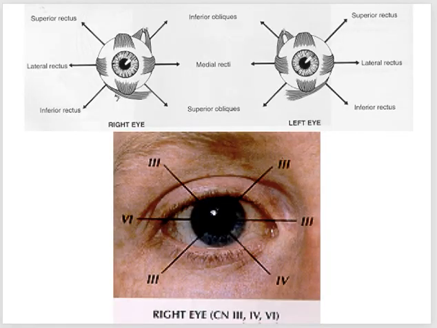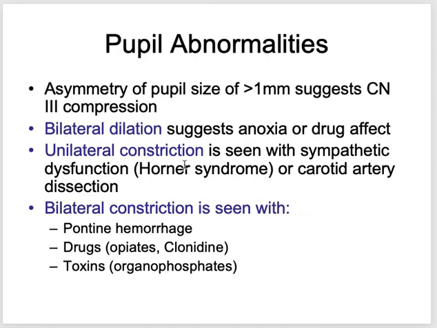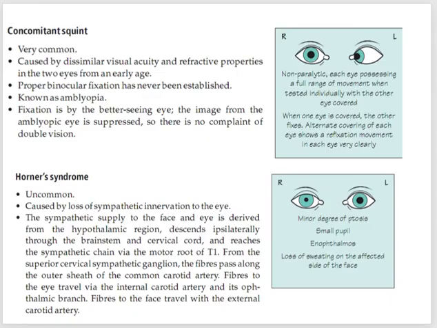There is something called Horner syndrome as well, in which the person has absence of sweat on that side of the face, and the pupils are smaller in size. Why? Because the sympathetic supply to the pupil is gone. That is called Horner syndrome. It is caused by loss of sympathetic innervation to the eye.